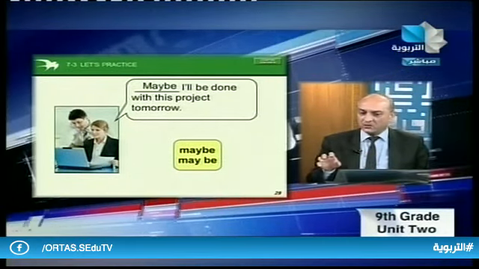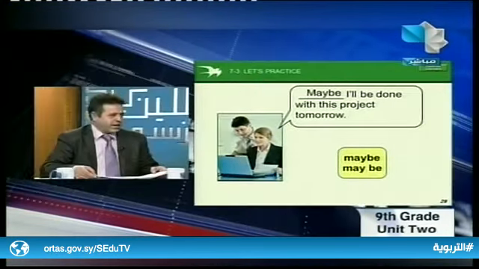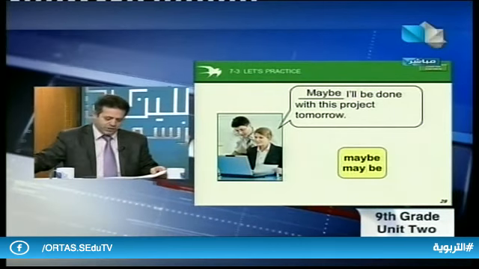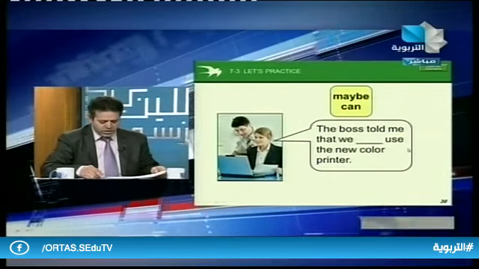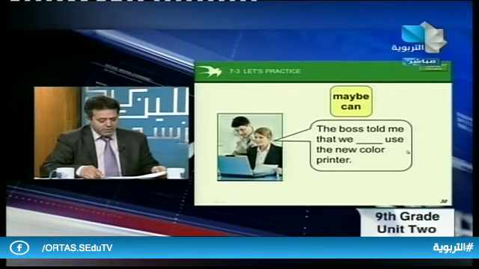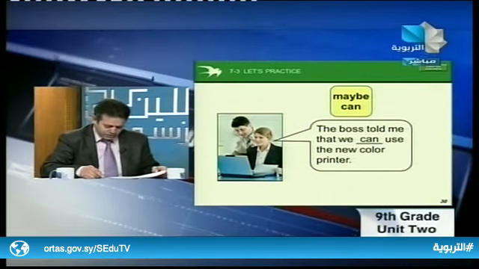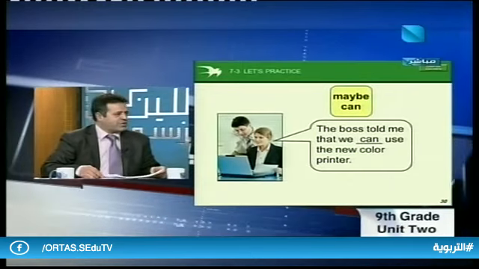Maybe I'll be done with this project tomorrow. It's one word, meaning possibly. We cannot use may and be as separate words; we have to use the adverb maybe. One word. The boss told me that we can maybe use the new color printer. Maybe or can? Here we have to use can: we can use. We cannot use maybe, of course, because it's an adverb, and it's not at the beginning of the sentence. Yes, thank you very much.